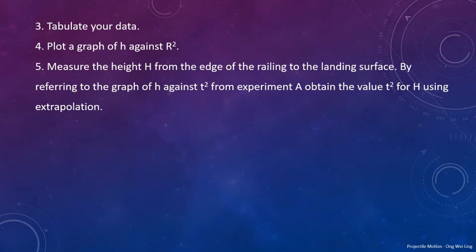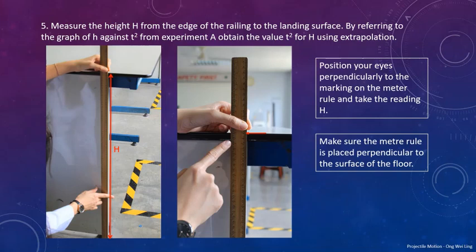Measure the height h from the edge of the railing to the landing surface. By referring to the graph of h against t squared from experiment A, obtain the value of t squared for h using extrapolation. Position your eyes perpendicular to the marking on the meter rule and take the reading h. Make sure the meter rule is placed perpendicular to the surface of the floor.